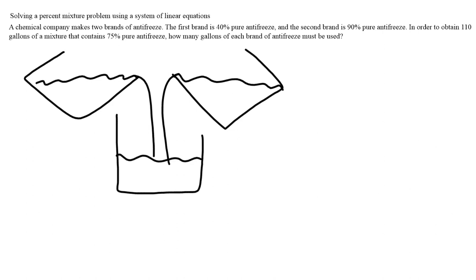So I'm pouring two things together to make a third thing. My first container has 40% pure antifreeze, and the second container has 90% pure antifreeze. And when I mix them together, I get something that's 75% pure antifreeze. We also know that we're mixing these two antifreezes together to make 110 gallons.